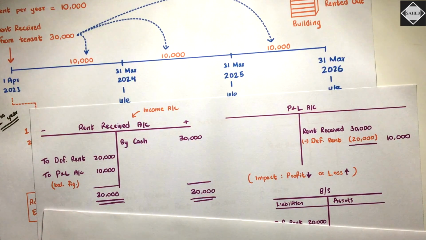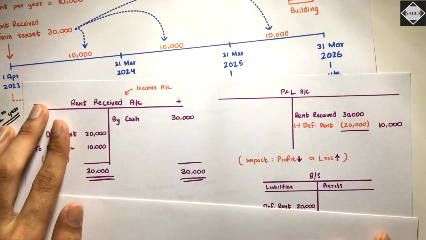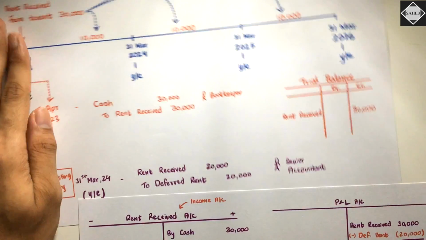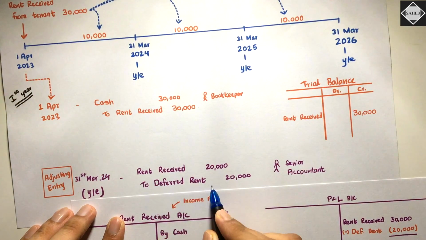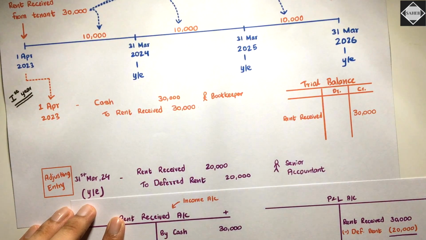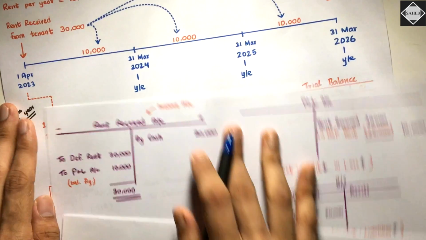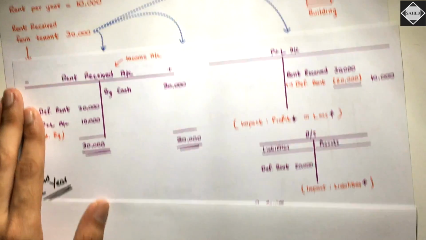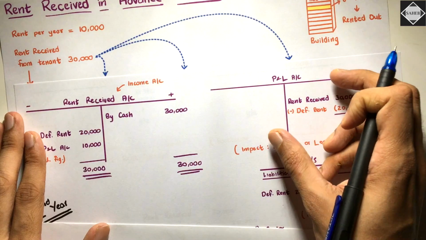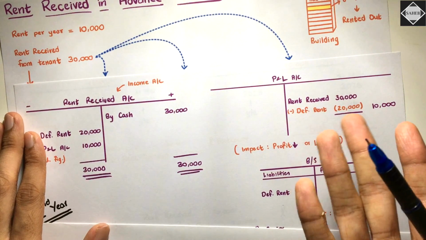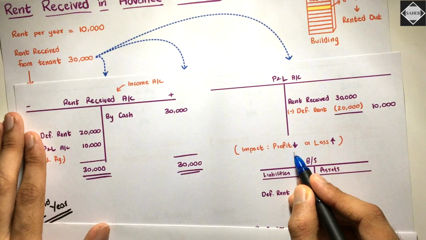Is it clear? And then in the balance sheet, what will happen? In the balance sheet, you all know that deferred rent, which you credited in the adjusting entry, is a liability. It has to go in the balance sheet. It will exist. So in the balance sheet, deferred rent will come over here, 20,000. What's the impact in the financial statements? In P&L, you reduce the income over here. So in that accounting period, the profit will decrease.